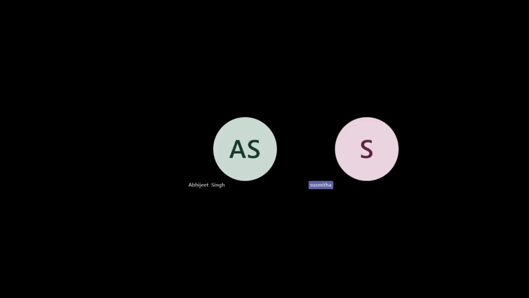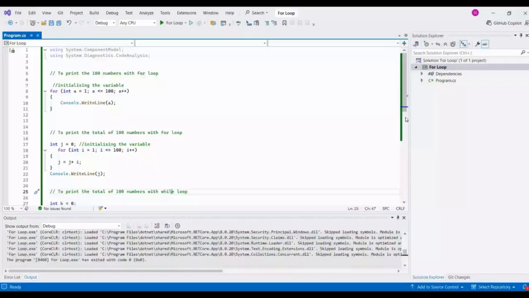Able to see my screen, right? Yes. Okay. So the first one is a normal program I have written, printing all the numbers with a common for loop. And the second one I have written for the total sum of the first 100 numbers.